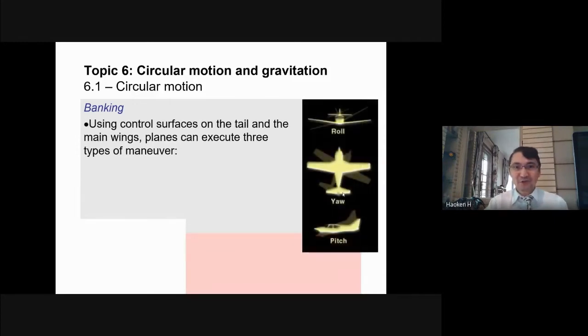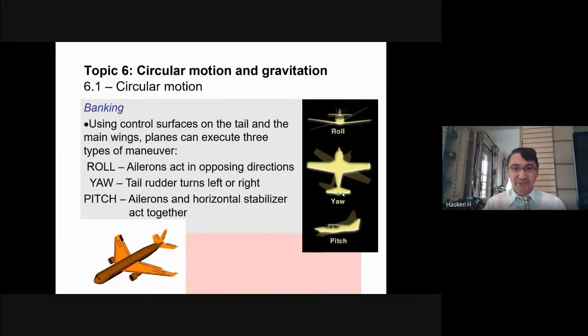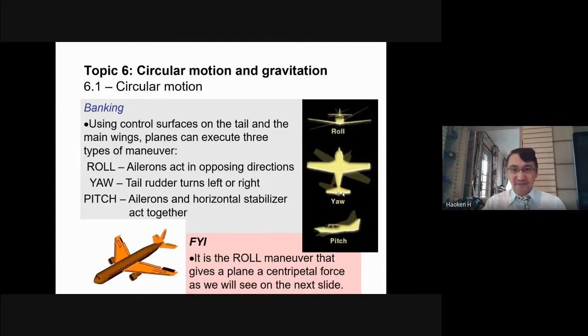So using control surfaces on the tail and the main wing, a plane can execute 3 types of maneuver: roll, pitch, and yaw. Ailerons and horizontal stabilizer act together. So the roll maneuver gives the plane a centripetal force, as we will see on the next slide.